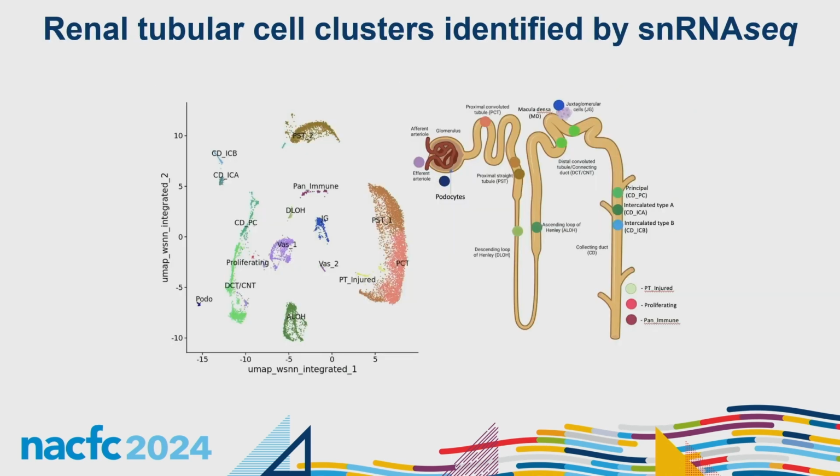So the next set of data were obtained from the single nucleus RNA sequencing, and we have identified 16 clusters of cells corresponding to the different nephron segments, and the colors correlate the cell cluster with where the cells are present on the nephron using this schematic.